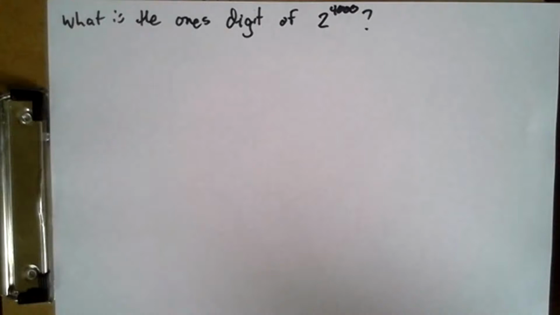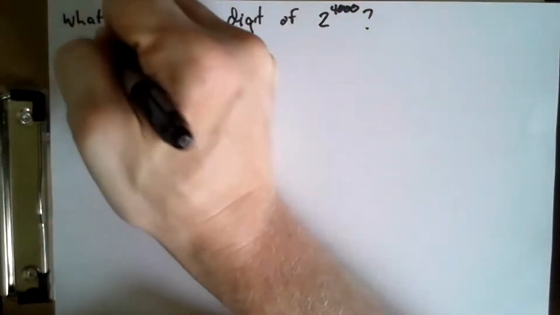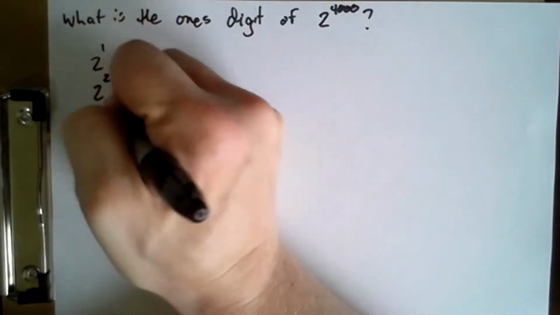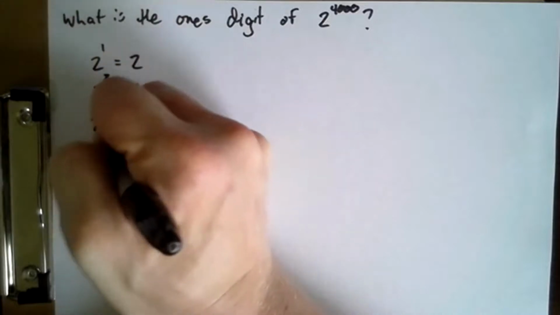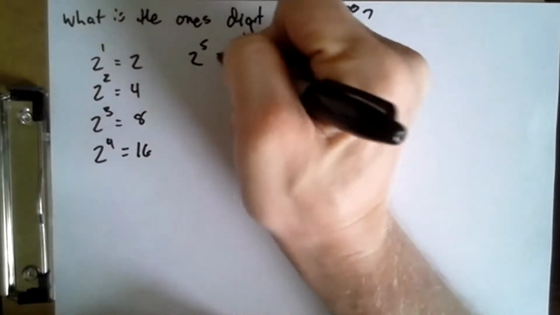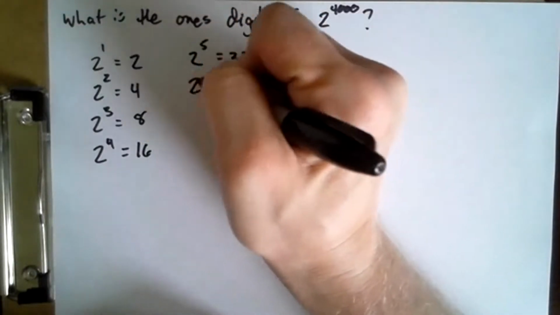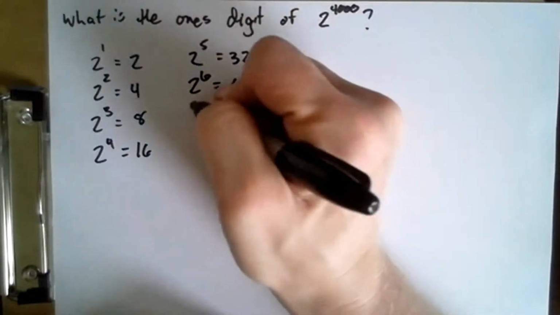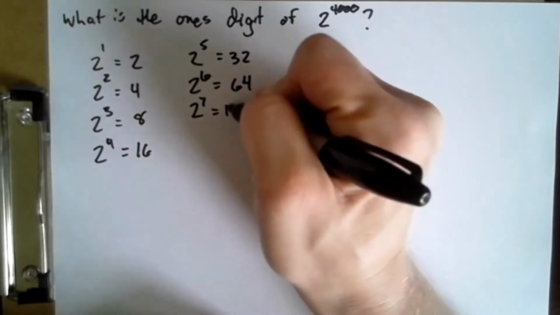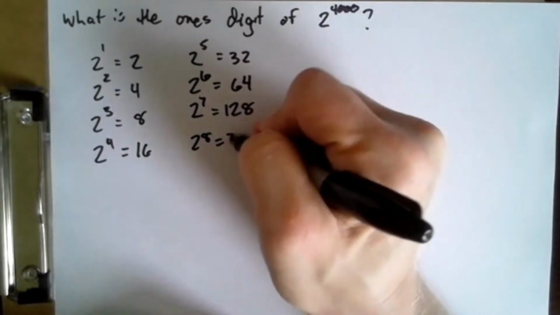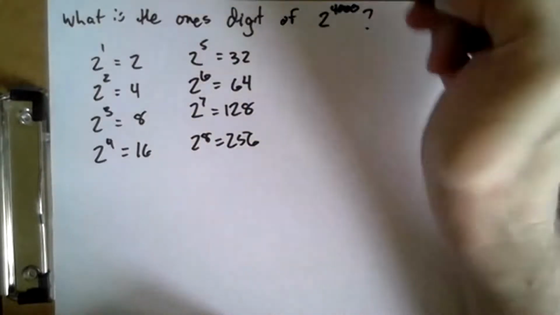But there's an easier way to do this because we can find a pattern if we look at powers of 2. 2 to the first power is 2, 2 squared is 4, 2 cubed is 8, 2 to the fourth is 16. 2 to the fifth is 32, 2 to the sixth is 64, 2 to the seventh is 128, 2 to the eighth is 256.